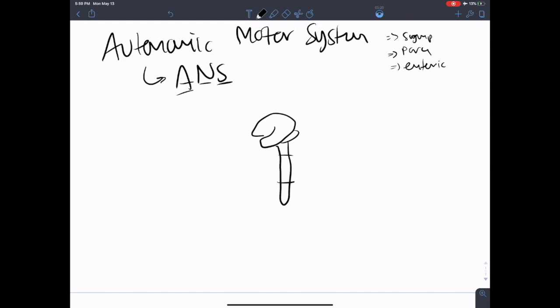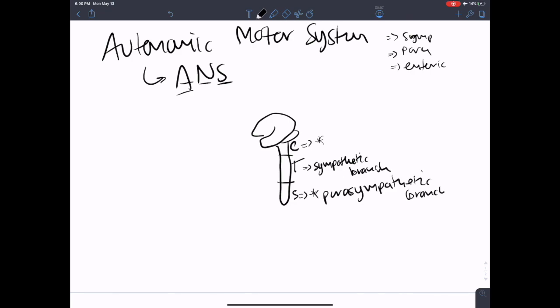This region of your body, or this region of your spinal cord, is the thoracic, so I'm going to call it T. This is going to be your sympathetic branch of the autonomic nervous system. The cranial region and the sacral region are going to give rise to the parasympathetic branch of the autonomic nervous system.